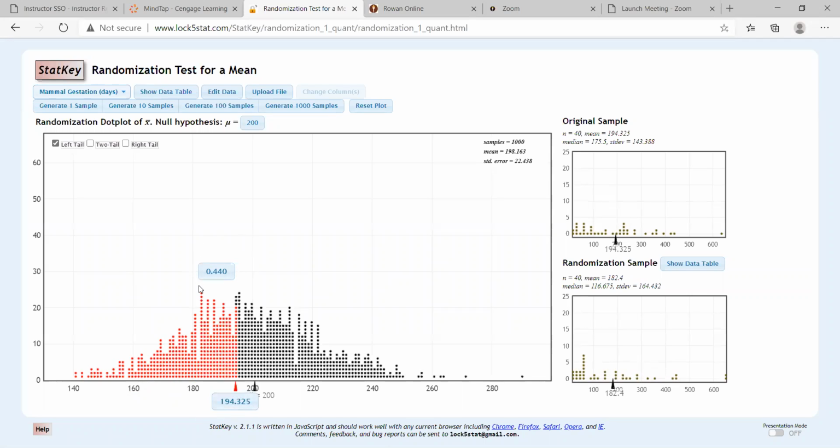Now, what is a p-value? The p-value says it's the probability of getting the sample statistic or something more extreme than that, which means further away from the actual null hypothesis. So we're going to assume the null hypothesis is true, and we're going to plot the sample statistic, and for a left tail test, the area to the left of the sample statistic is this thing called the p-value, right? And it's 0.44.